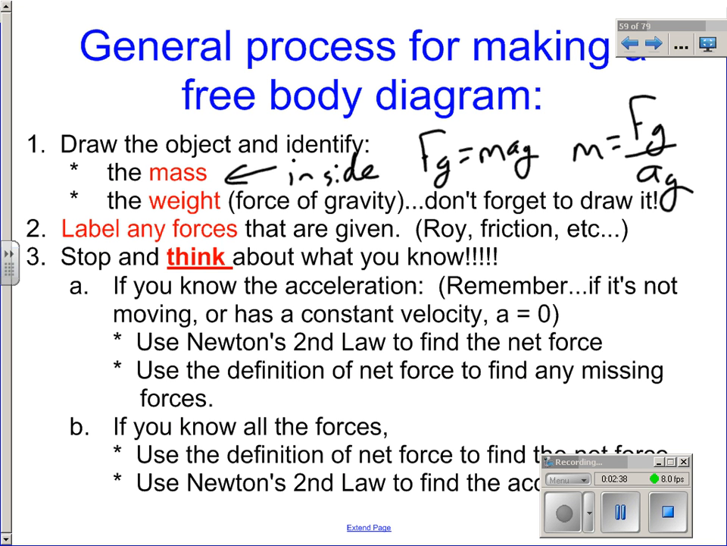Second step, label any forces that are given. So if it says, you know, Roy pushes the box with a force of 10 newtons, then draw the force of Roy of 10 newtons. If it tells you friction is 8 newtons, then put in your force of friction. All right? This third step is the tough one.